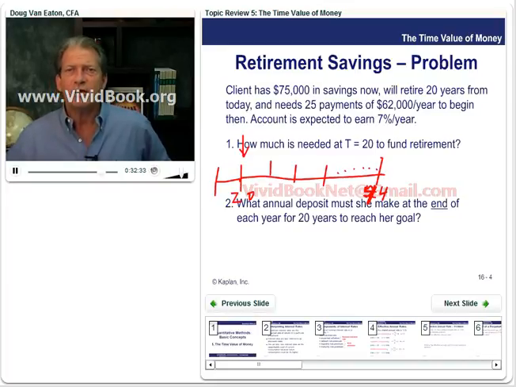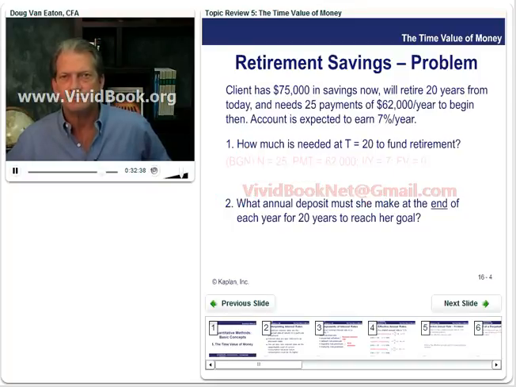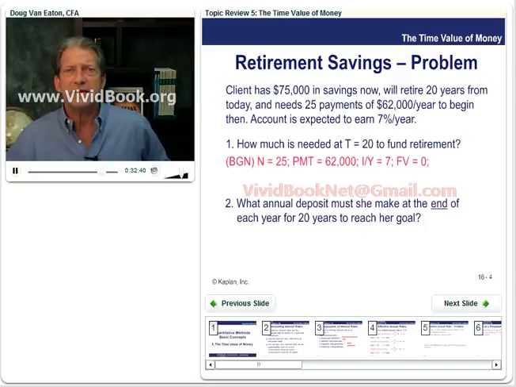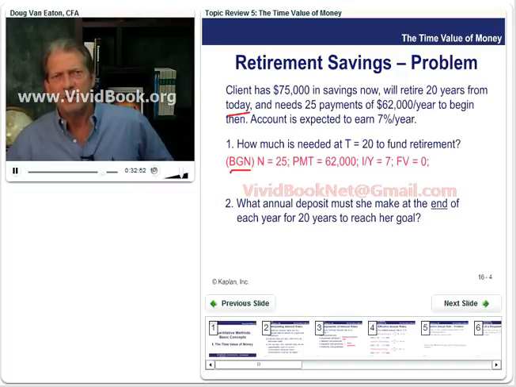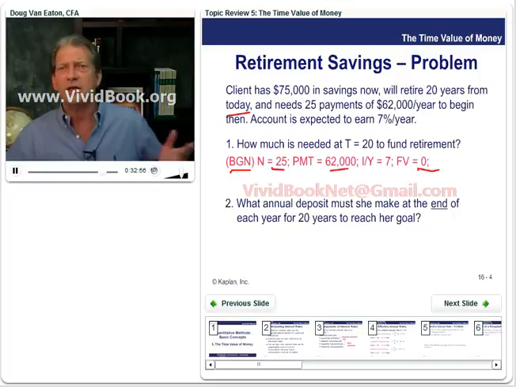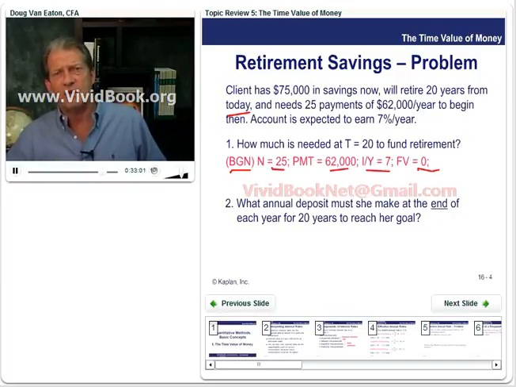So now let's look at how we'd solve this on our calculators. We'd put it in begin mode, right? Because that first payment is going to come out at time 20, and we're calculating a time 20 value. So we know there's 25 payments, there's $62,000. The future value is 0. The account's going to be exhausted when that 25th payment is made. The interest rate is 7%, and we're all done except for calculate the present value.